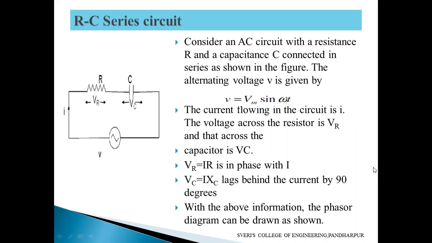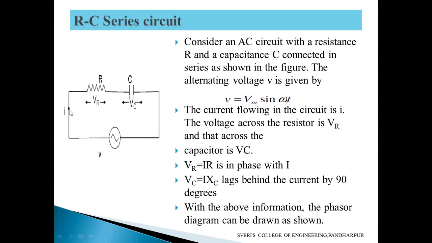Okay, listen now. See here, comparing with the RL series circuit, in this one the inductance is replaced by a capacitor. So resistance and capacitor are both connected in series, and the series connection is connected across the supply voltage V. The supply voltage, meaning the instantaneous voltage, V equal to Vm sin omega t. We can write the formula here.